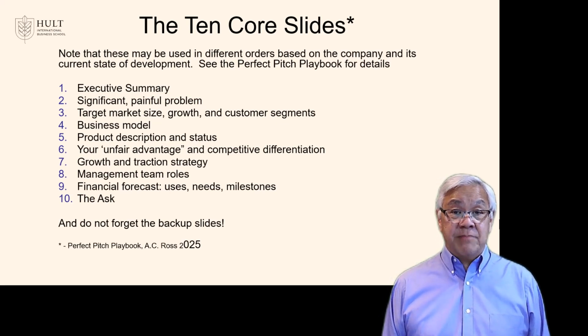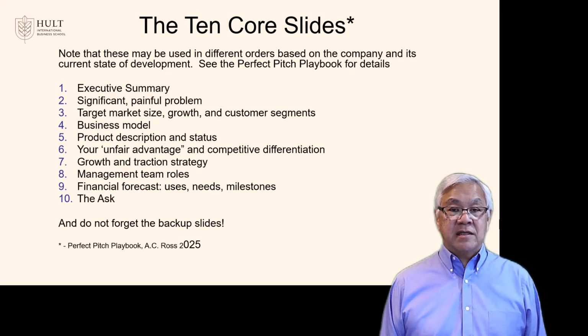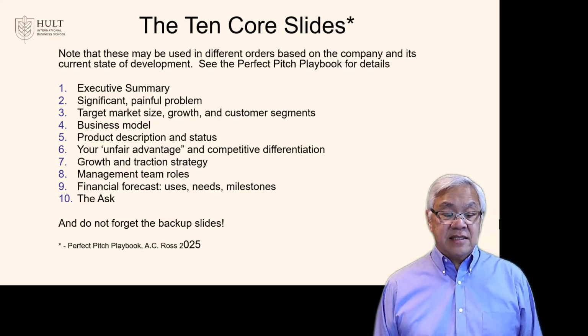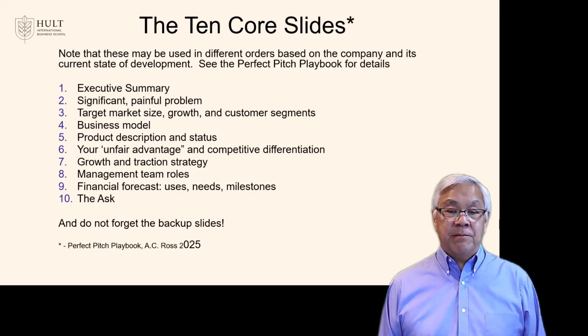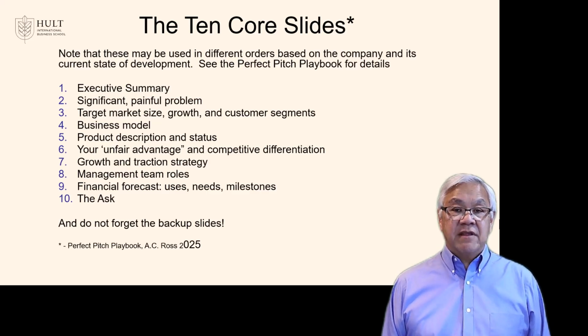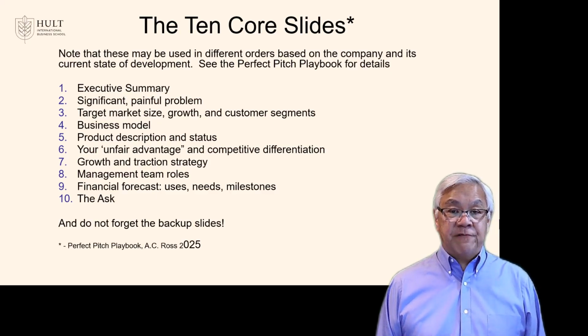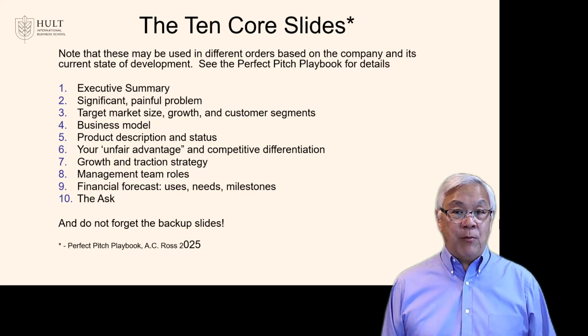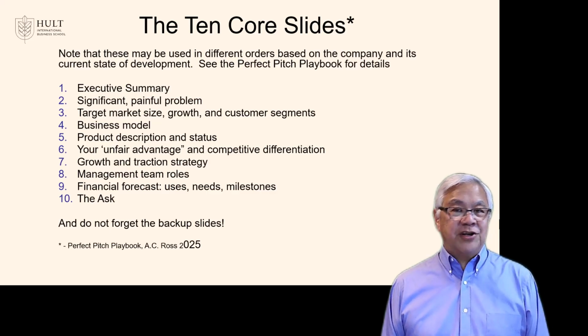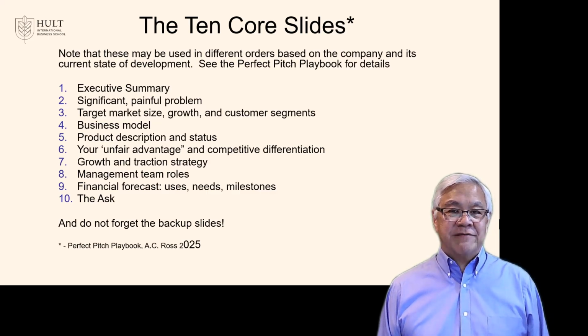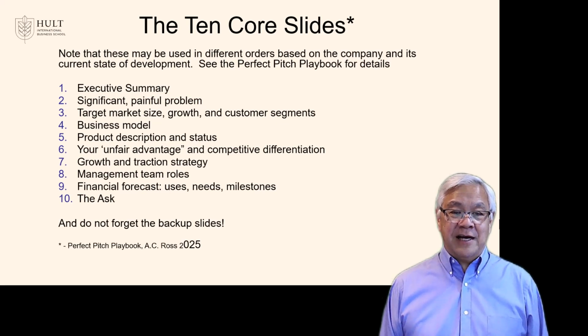Fourth is the business model. Fifth is the product description and the status. Sixth is your unfair advantage or your competitive differentiation. Seventh is your growth and traction strategy. Eighth is management team roles. Ninth is a financial forecast, the uses, the needs, the milestones. And 10 is the ask. So again, these are by way of preparation, but chances are you're going to use, like I said, most if not all of these in your final cut of slides.